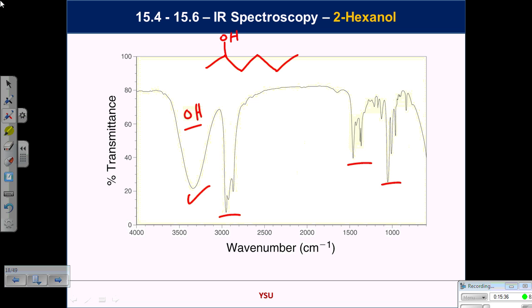Now what else contains an OH group that we've dealt with? Carboxylic acid, right? So how do you know this isn't a carboxylic acid? I'll point that out in a second. A carboxylic acid also contains a carbonyl. You don't see a carbonyl in here. Carbonyls show around 1700. There isn't one. So by elimination, you can say that isn't a carboxylic acid, it's an alcohol.